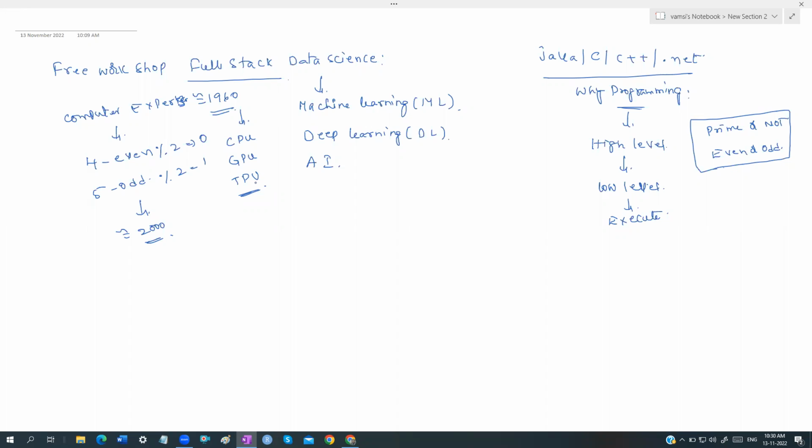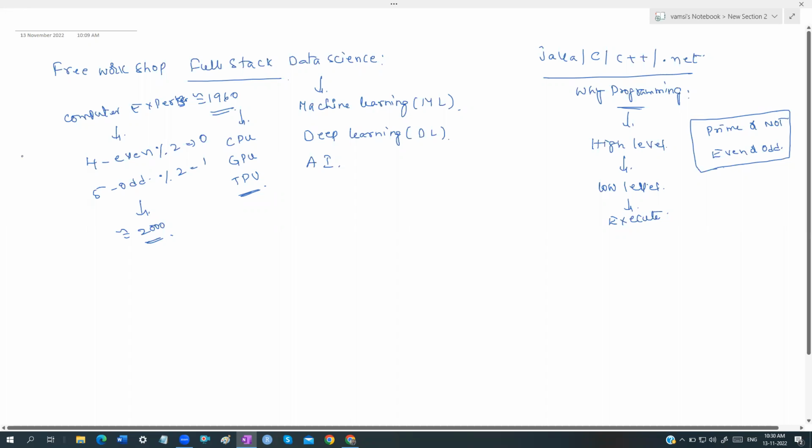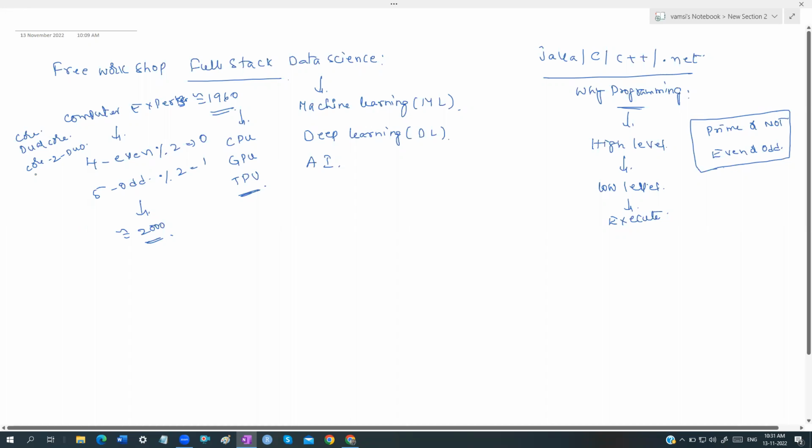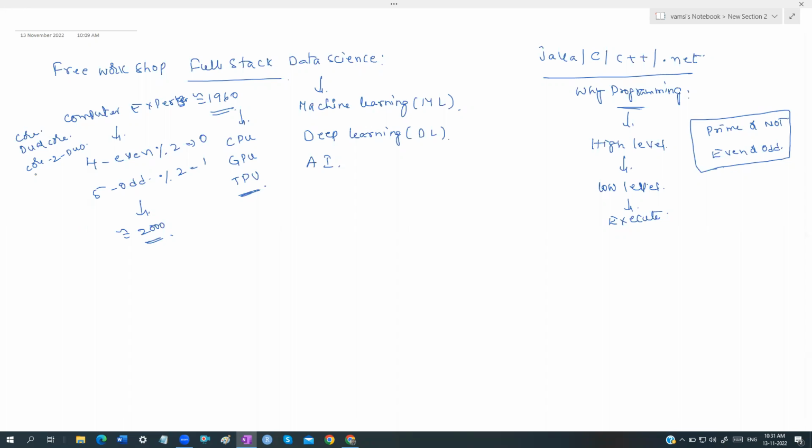In the earlier 2000s, we used to have single core machines. After that we got dual core, then something called core 2 duo. Now it is i3, i5, i7, i9. We have got different types of computing capabilities, isn't it? Due to this, the computing power of systems has improved.